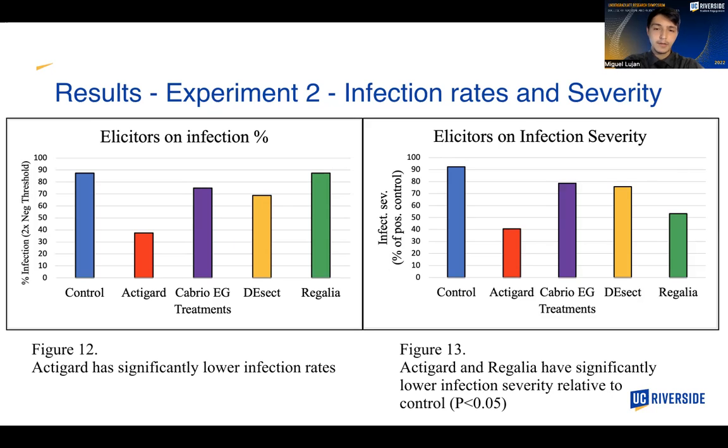Then looking to the graph on the right, we can see that Actigard is also significantly reducing infection severity measured through titer. We could also see that Regalia is also significantly reducing titer levels as well, even if the infection percentage from the left graph did not decrease. So from preliminary data, we can also know that Actigard did slightly decrease the infection severity before as well. So this result is semi-consistent in that regard.